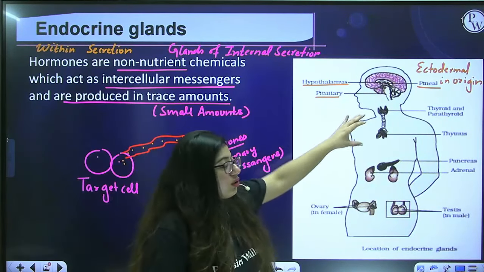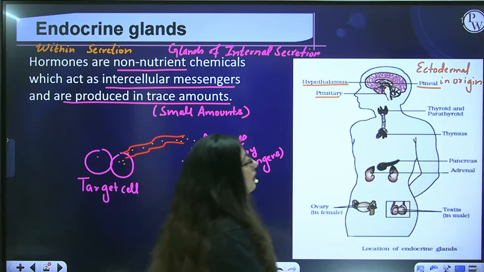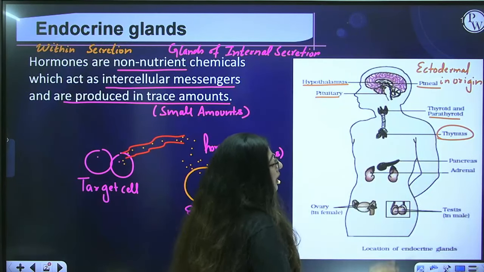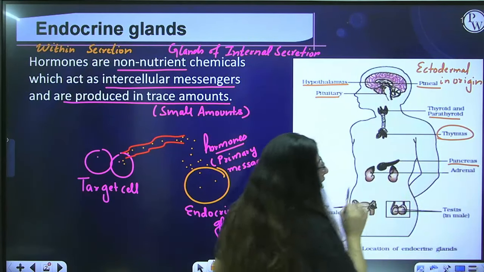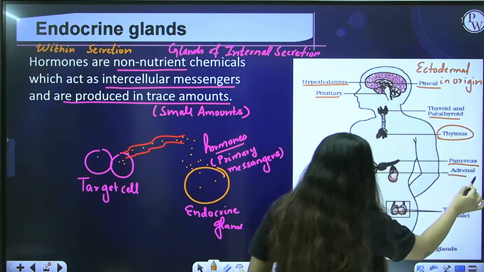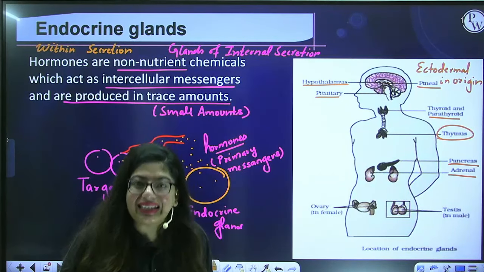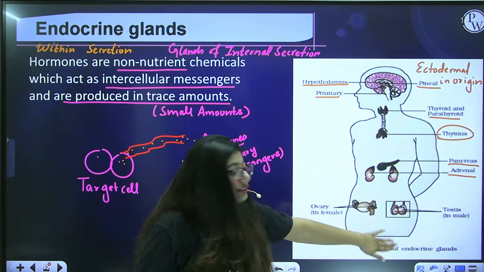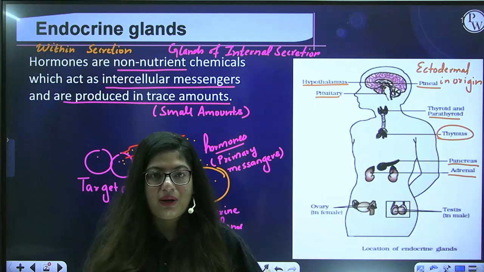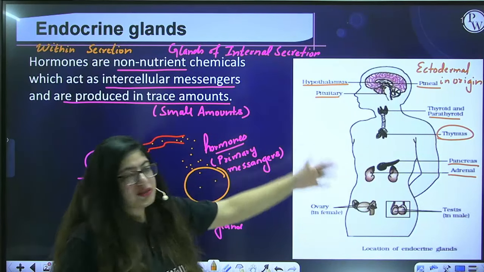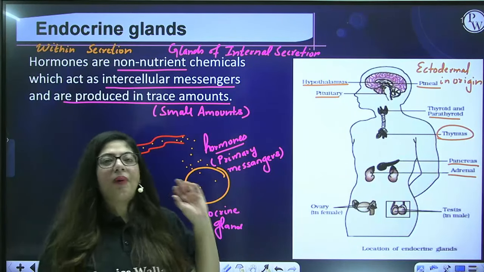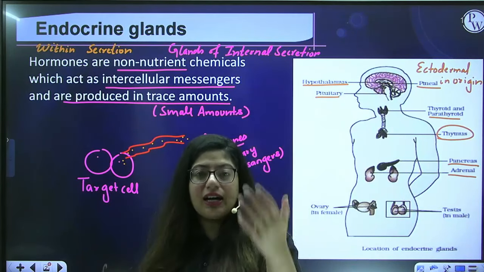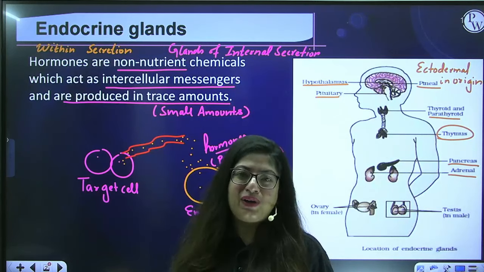Then if we move towards the neck, we have two glands here, thyroid and parathyroid. Just near the heart, we have the thymus, and then we have the pancreas in the abdominal area, and the adrenal gland present above the kidneys. Then in females, we have ovaries in the lower abdomen, and in males, we have testes in the lower abdomen, right? So all these glands we have to study in this chapter. Apart from these glands, we will also be discussing other endocrine secretions by your various tissues.